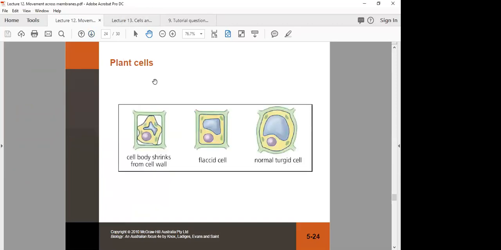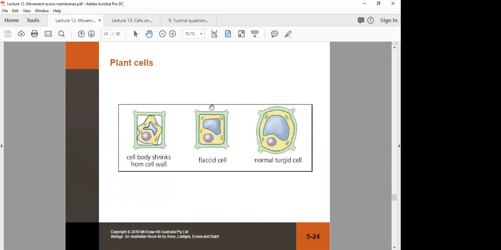All right, here we have plant cells. Once again, we start with our hyperosmotic solution. And what happens to our plant cell when we place it in a hyperosmotic solution? A little bit different again, once again, to animal cells, because plant cells are surrounded by this cell wall. So the cell wall remains relatively unchanged, but the plasma membrane will start to shrink away from the cell wall as it loses water.